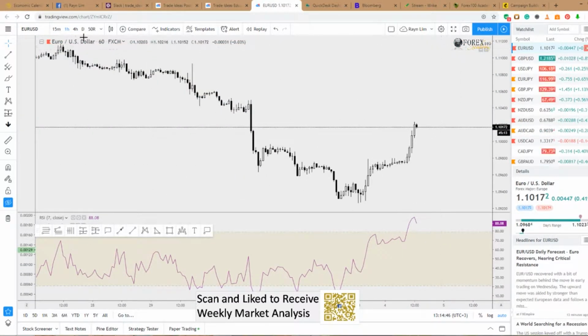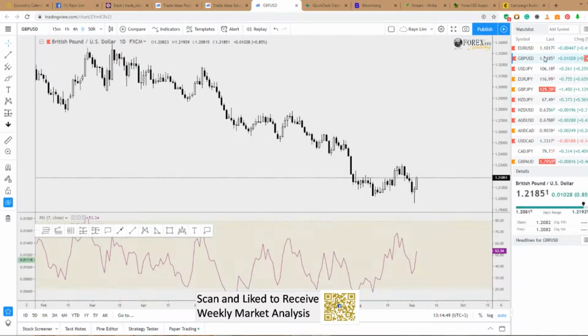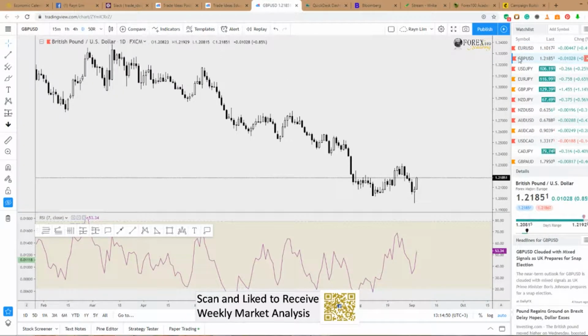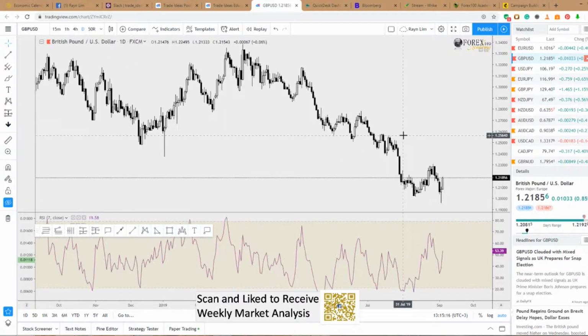Let's move down to pound dollar. On the daily chart, you can see the market came down and supported very well over here. Right now it is at a double bottom. On the daily chart, if it closes at least above 1.2101, you can pretty much expect a counter trend trading opportunity on pound dollar. If that is for you, it's possible to trade.